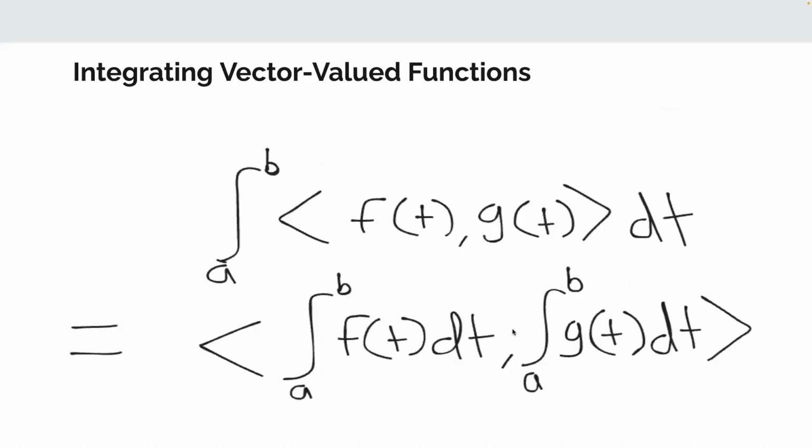Okay, so integrating vector valued functions. This is a pretty straightforward thing. If you want to find the integral of a vector valued function, you'll find the integral of both of them separately. So the integral from a to b of f of t and the integral from a to b of g of t.